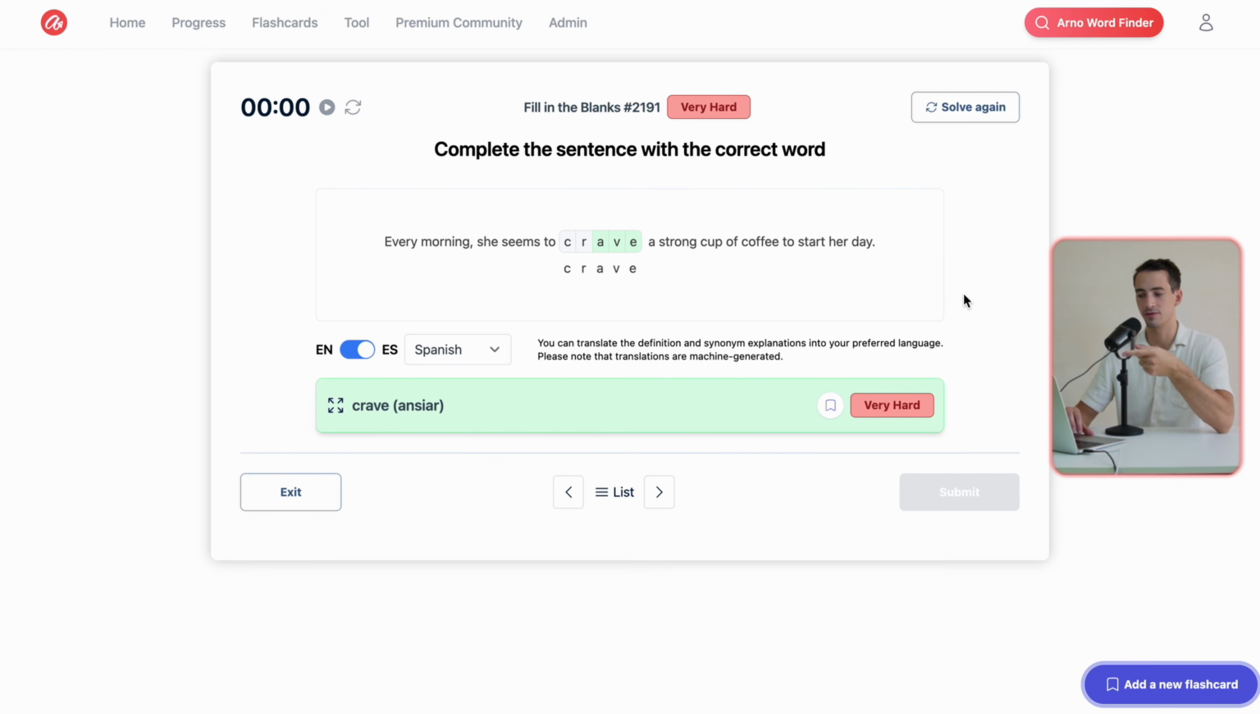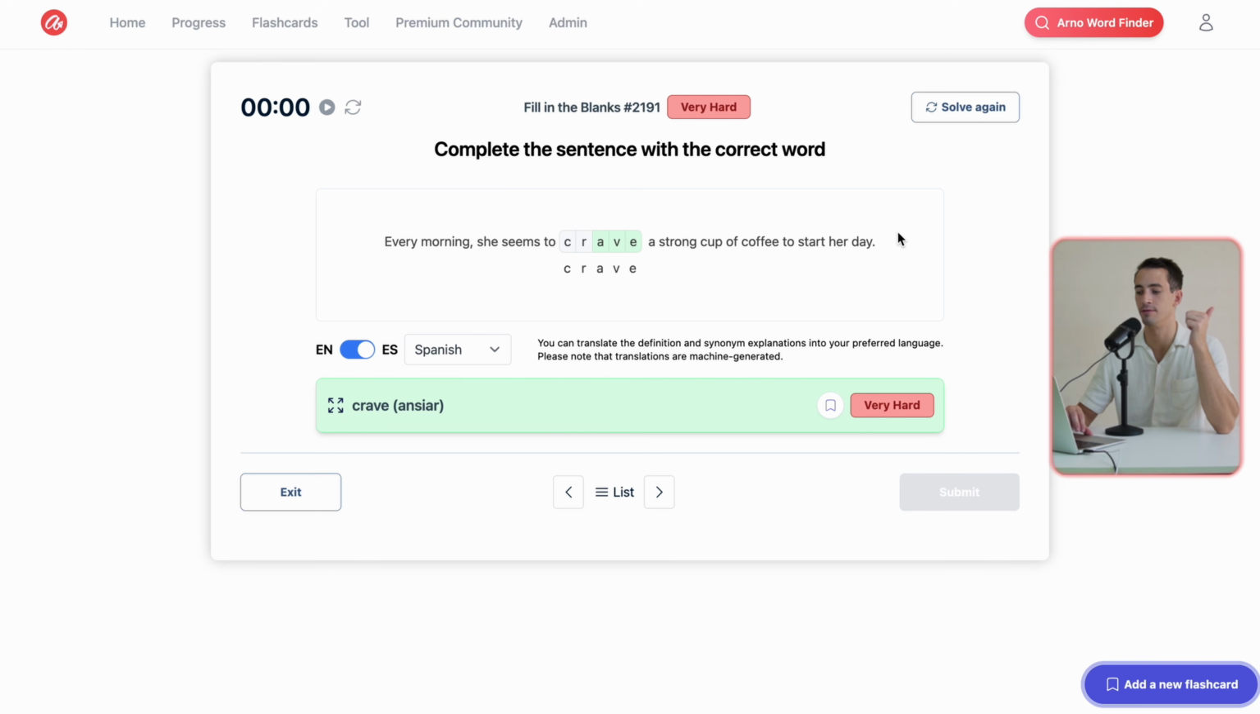So in this case, this was a tricky one because the rest of the sentence didn't really give us a ton of clues. I knew that it needed to be a verb because she seems to requires a verb, right? She seems to be tired. She seems to want coffee, for example. So I knew that I needed a verb. But the verb that could go in here just needed to match a strong cup of coffee to start her day. So there are a lot of words that could have made sense.